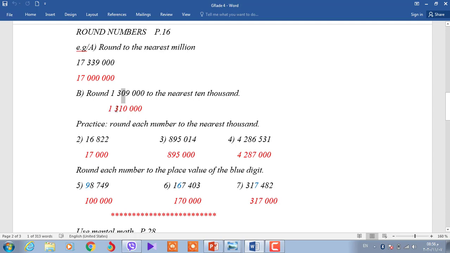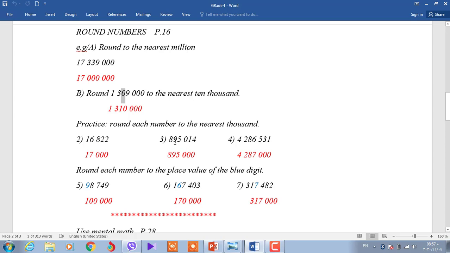So we have 1,310,000, dear student. In practice also, I tell you to round each number to the nearest 1,000. In this example we have ones, tens, hundreds, thousands. We have 6 in the thousands place. The number behind it is 8. 8 is greater than 5, so increase 6 by 1, which is 7. We have 17,000. In practice 3 we have 5 in the thousands place. The number behind it is 0. 0 is less than 5, so stay the same number.